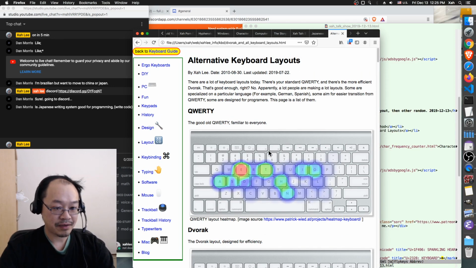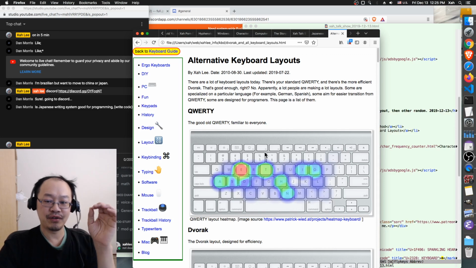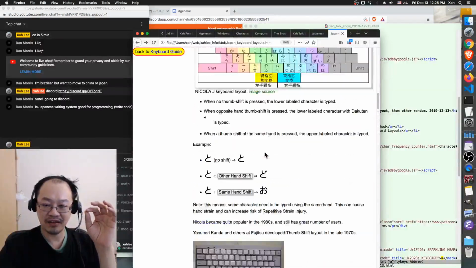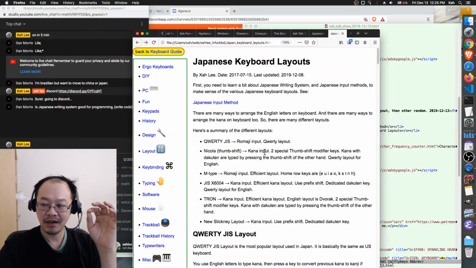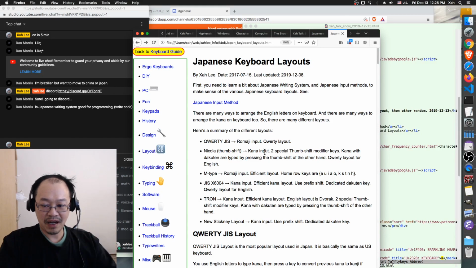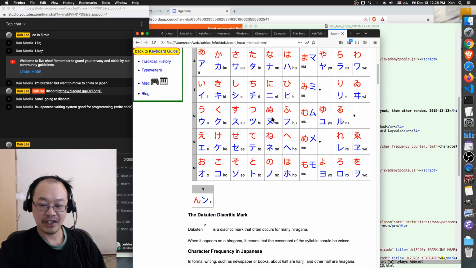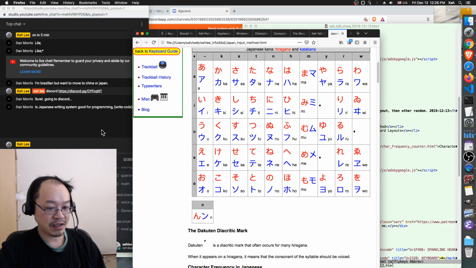Those are layouts. So before you actually understand, to understand this layout, you need to know a little bit about how the Japanese writing system is written. Okay, so let's talk about that. The Japanese writing system, what characters are there?